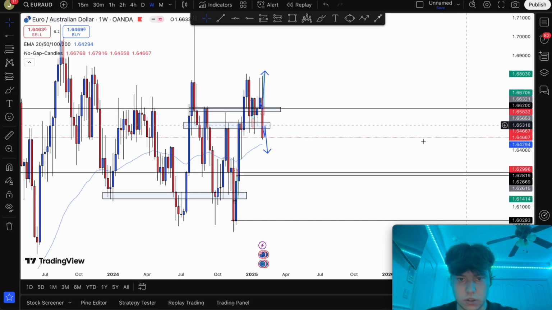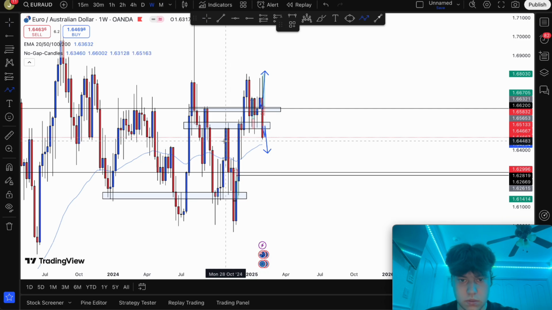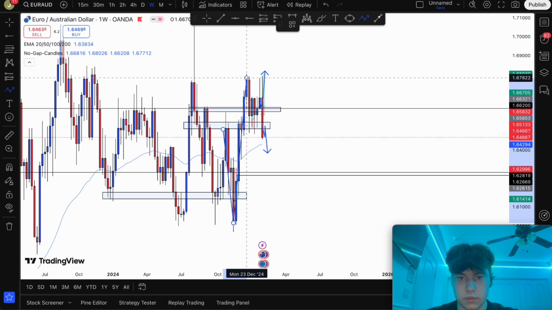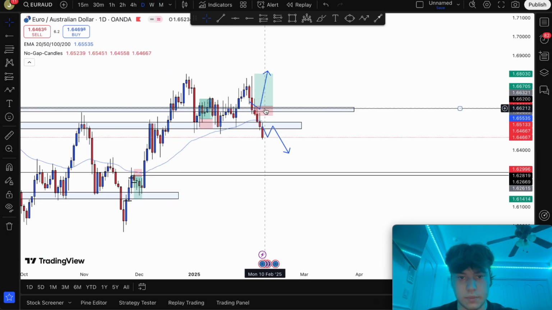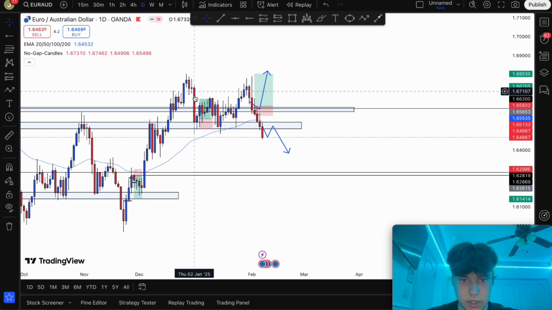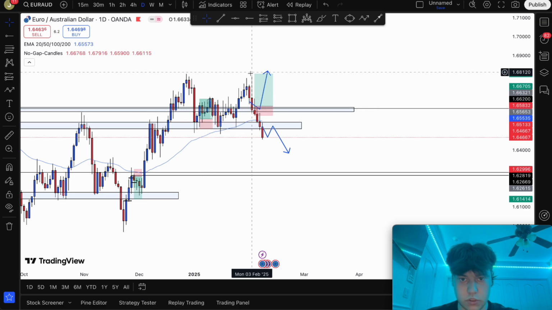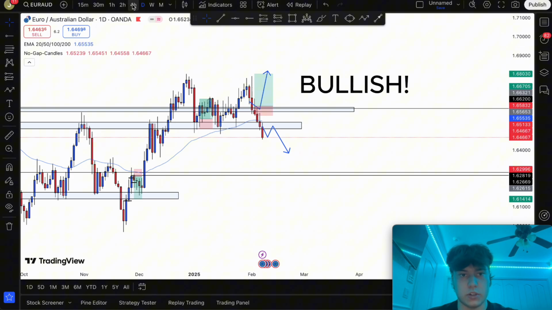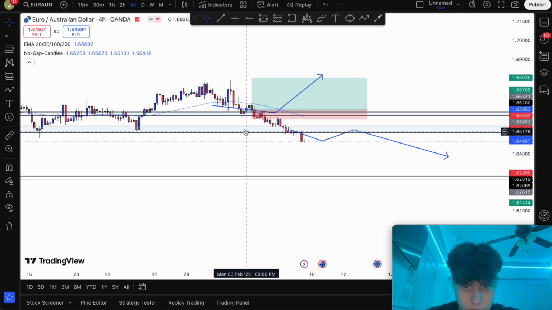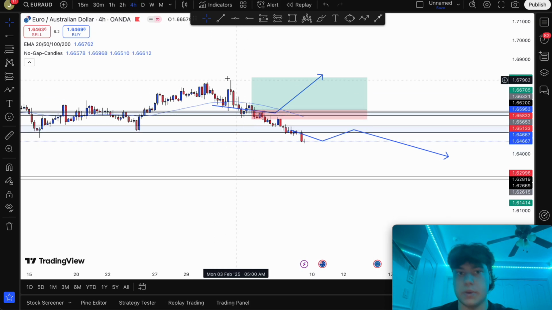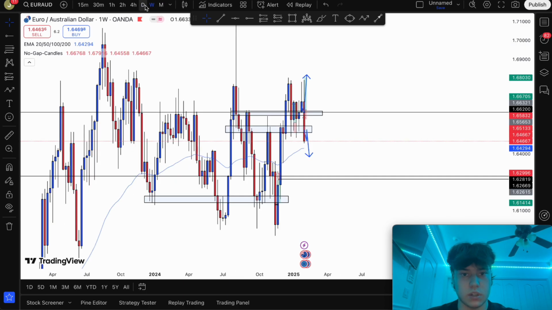Top down analysis, start on the weekly. We have the higher low and the higher high. So this is our higher high, this is our higher low. We're bullish on the weekly. On the daily, we were bearish, and then we shifted structure, higher high, higher low. We're bullish on the daily, and on the 4 hour, we were bearish, but it doesn't matter as long as we have 2 time frames in sync.